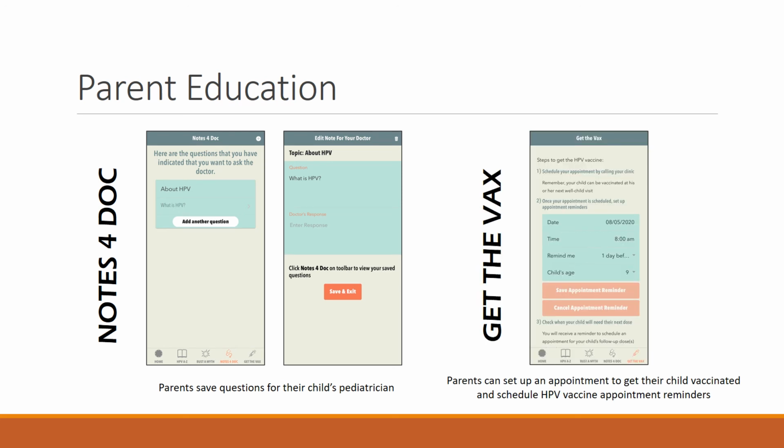Get the Vax allows parents to schedule reminders for HPV vaccination appointments as well as follow-up doses. Parents can choose to have a push notification reminder sent to their phone after entering their appointment information. They can also receive push notifications to remind them to schedule appointments for follow-up doses when their child is due for the next dose.